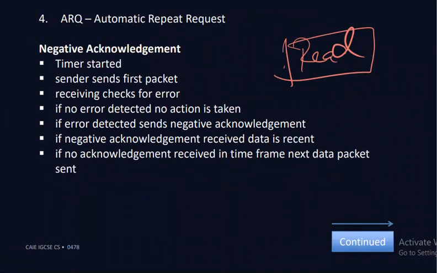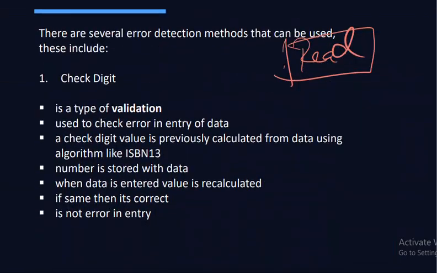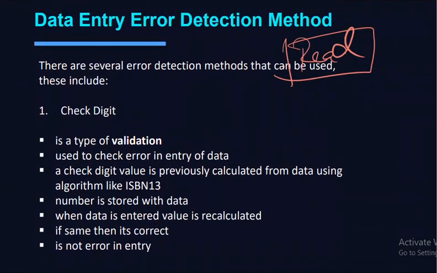In the negative acknowledgement, it's the same thing. In the first point, sender sends the data, receiving device receives the data, then you must include what the negative acknowledgement points are, what they wanted, and in the last part you must include that if the data is same, then no error, else error. Alright, we're done with the acknowledgement, and now data entry error detection.